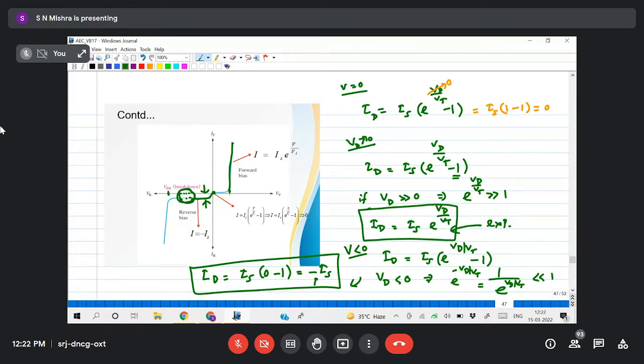Operation-wise, last class we have seen why in forward bias current increases, why with no bias there is no current, and why in reverse bias there is leakage current. The mathematical and graphical aspects we have understood, and how they match. And in the lab you have performed this and got this result. Have you done this in the lab or not?